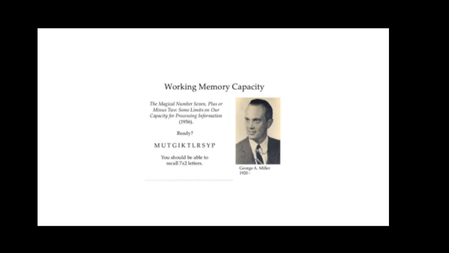we can store basically 7 chunks of data, and how those chunks work, that we'll see further. Okay, so Miller's magical number basically says that 7 is the capacity of short-term memory, plus or minus 2, not more or less than that. Okay, now let's go further.